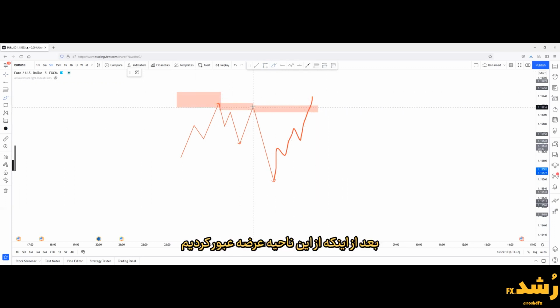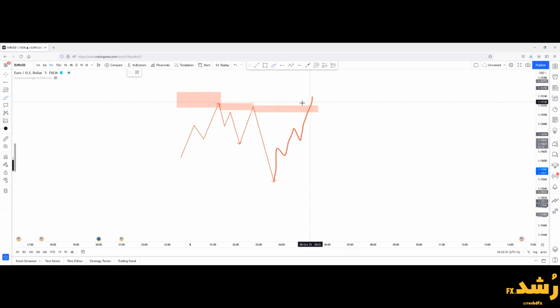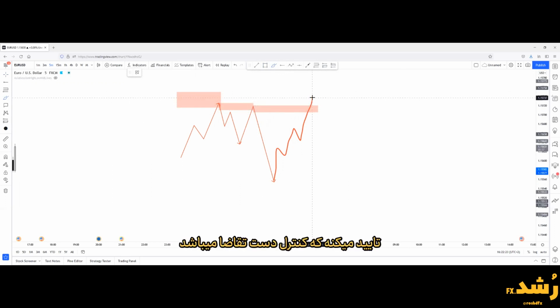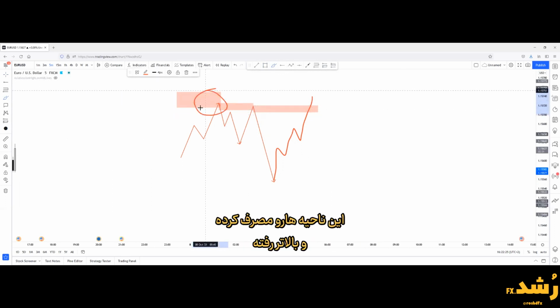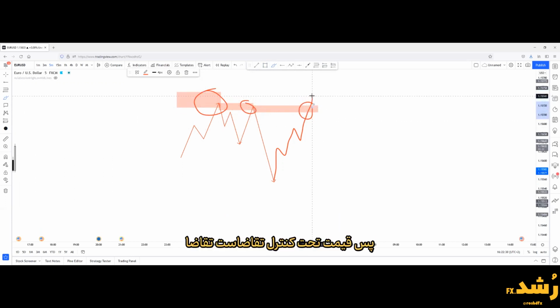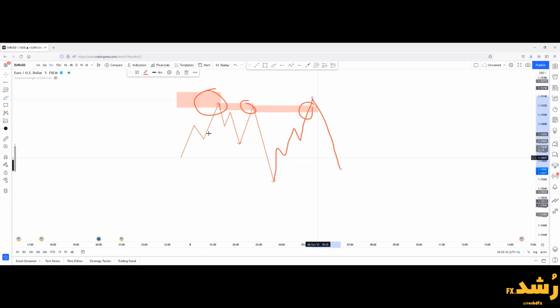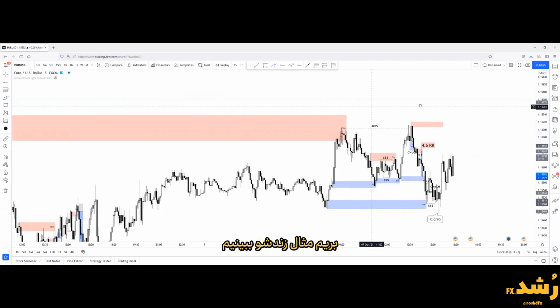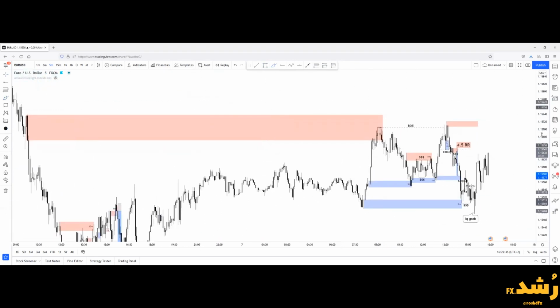So after we blew through this supply zone, we conclude that demand is in control. So this is mitigated, this is mitigated, this is mitigated and taken out. So demand is in control. Let's see a live example on this one.